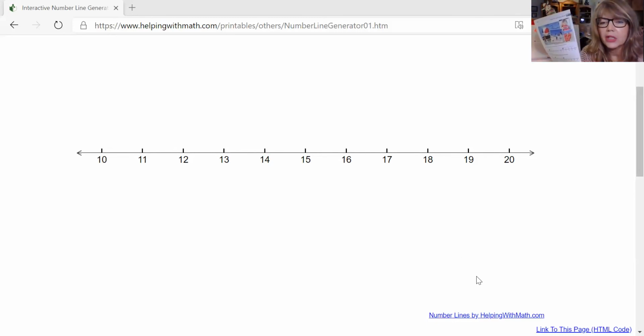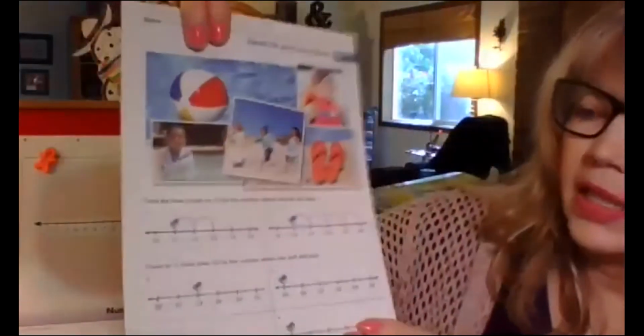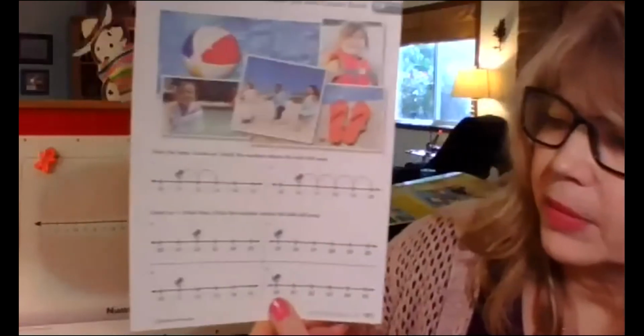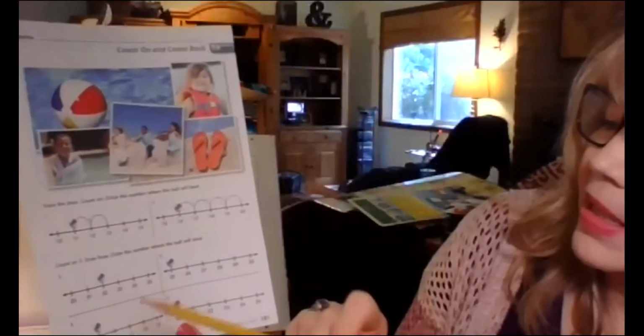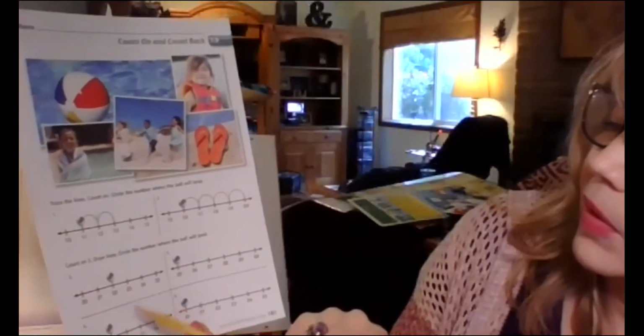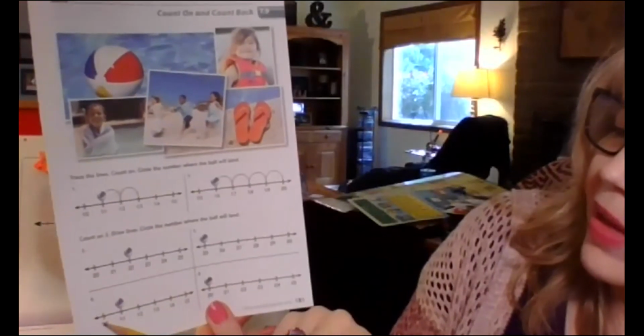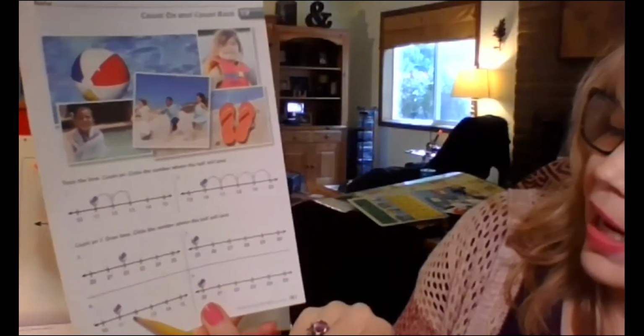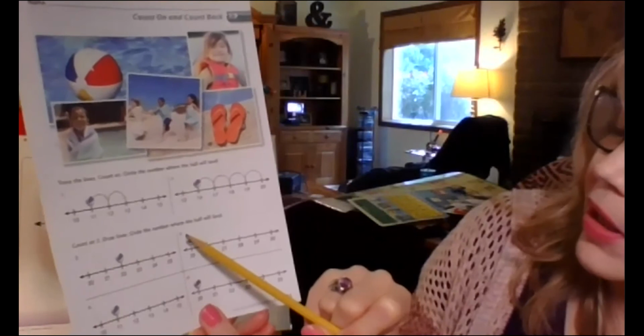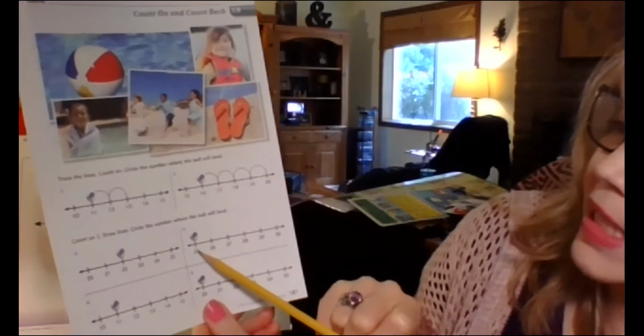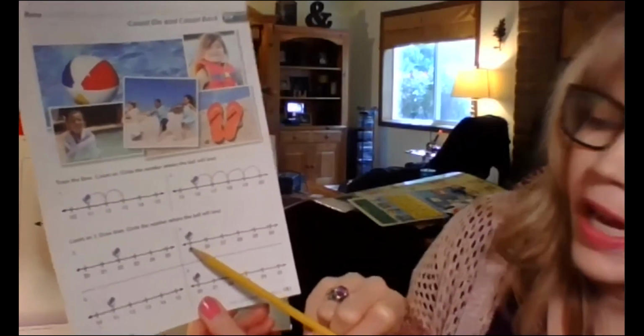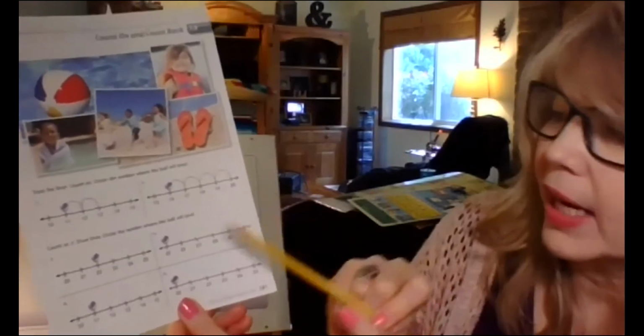And I'm going to stop our share screen. Okay. You can do these at home with your family. And this next one here, number 4. Yep, we did that one together. And how about number 5? Number 5 starts with 25. On the front, we're counting on. We're moving to the right, counting on.